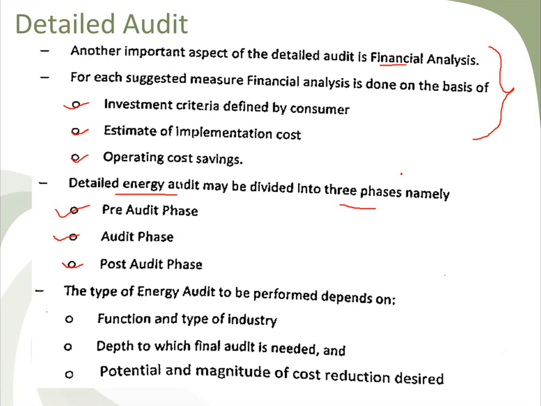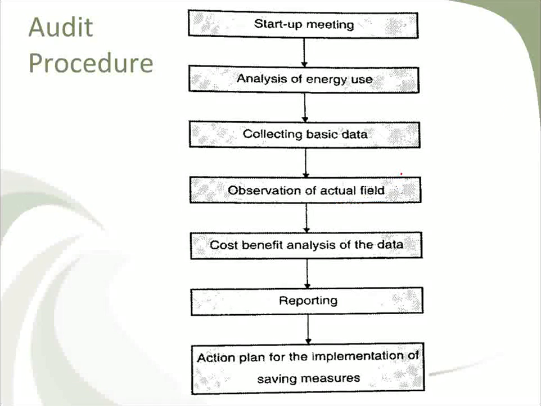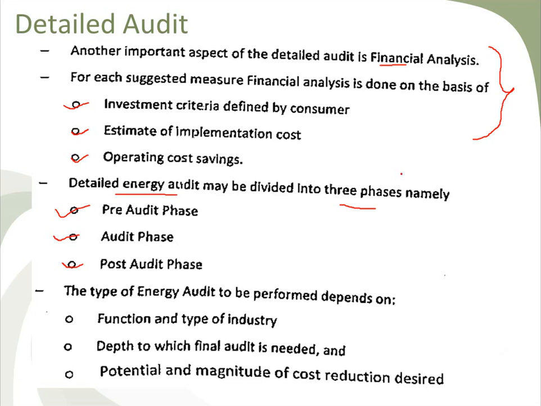So in this manner we have discussed the two types of audit, that is walkthrough audit and detailed audit. In the next lecture we will discuss what the audit procedures are. So this is a flow chart. One by one we will discuss all the steps in the next lecture for the energy audit procedure. These are the types of energy audits which are performed in a particular utility or industry.